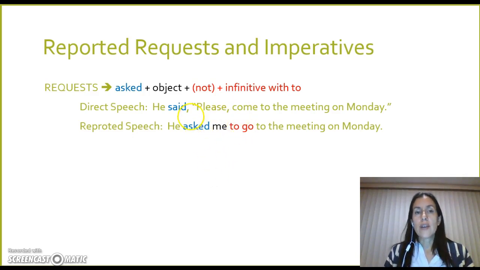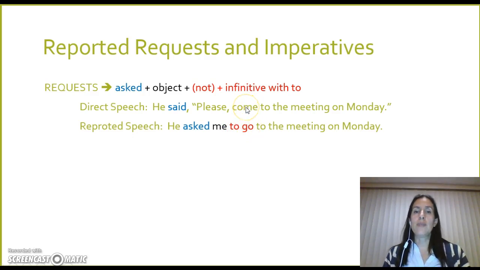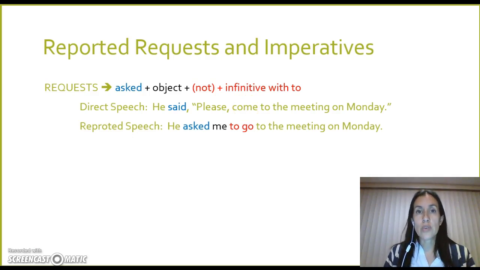So he asked. The formula that we have to use is the verb asked, and then we need an object. Asked whom? So in this case, it's asked me. And then we have to use the infinitive with to if it's affirmative, or not to if it's negative. So as the verb is come, then we're going to report it as to go. Why do we change come to go? Remember that it's not the same to come to this place than going to that place. So as we report it from a different place, then we're going to change the verb.